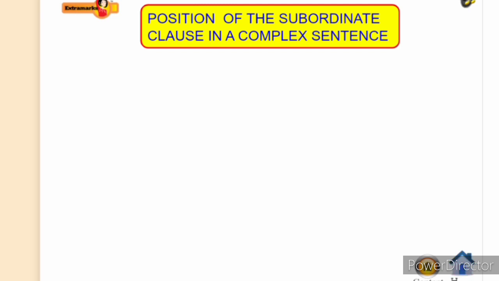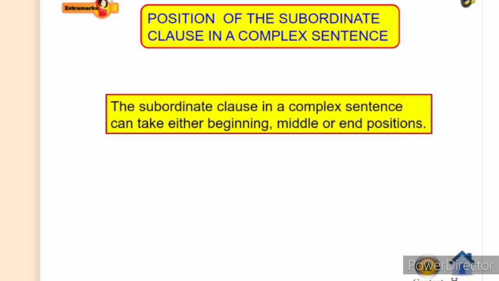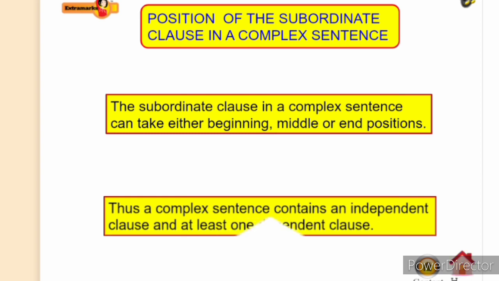The position of the subordinate clause in a complex sentence: the subordinate clause in a complex sentence can take either beginning, middle, or end positions. Thus, a complex sentence contains an independent clause and at least one dependent clause.